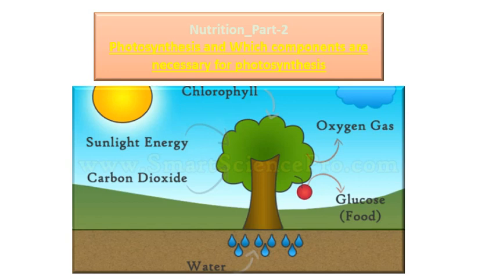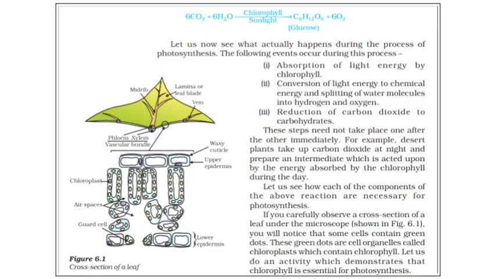In the previous lecture, we had already discussed nutrition part 1, and in that you learned about the process of photosynthesis and this equation. That is, CO2 plus water, in the presence of sunlight and chlorophyll, the green pigment, converts into energy, that is glucose, and also releases oxygen gas. So this is the basic reaction of the process called photosynthesis.